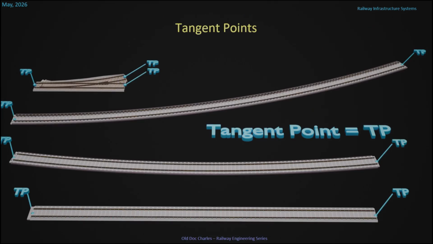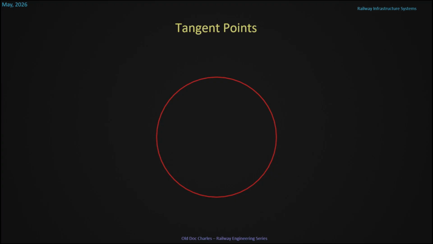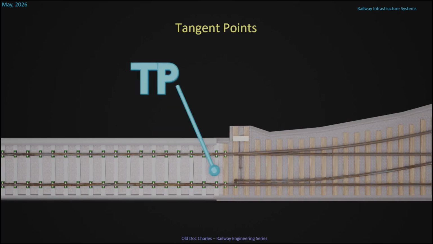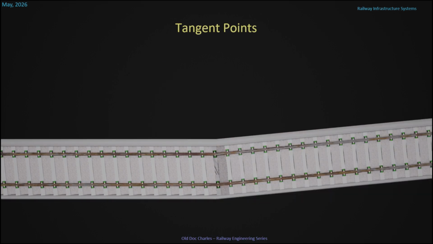Now, track elements must always connect at what we call the tangent points. I'll explain what that is. If you consider this circle, a tangent line is a line that's in contact with the circle and is perpendicular to the radius of the circle at the point of contact. And this is a tangent point. It's absolutely vital that track elements connect at tangent points, because not doing so creates a discontinuity called a kink.